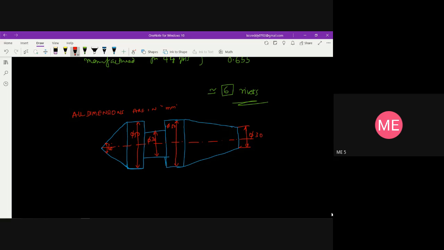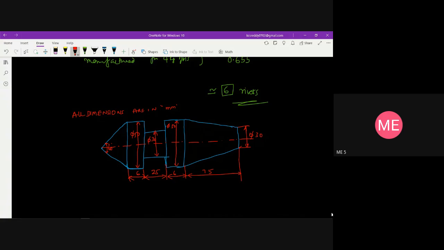The lengths are given. The lengths are going to be 6 mm, and this one is going to be, say, 25 mm, and this is going to be 6 mm, and this is going to be 75 mm. So these are the dimensions given.